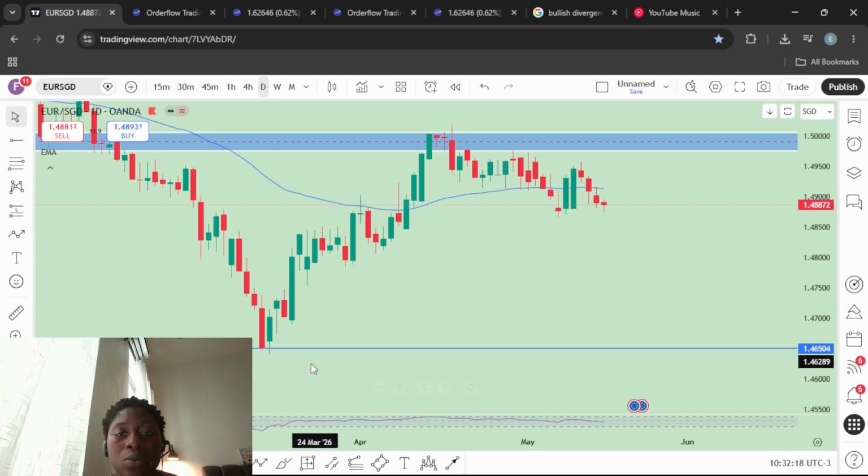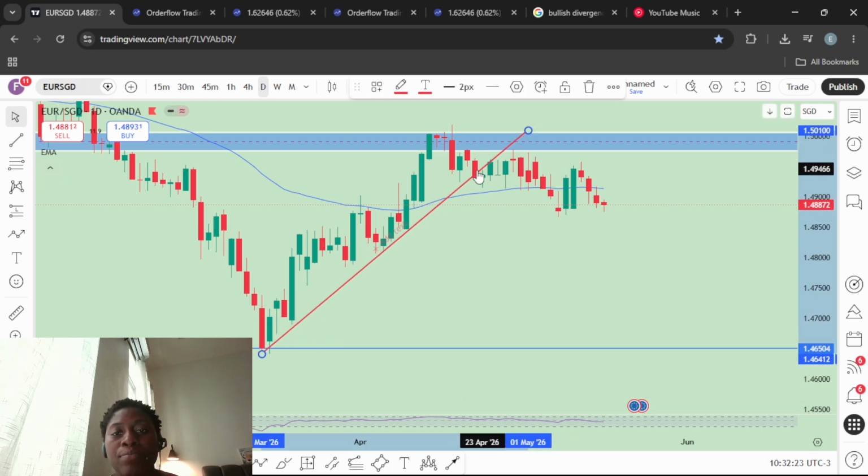So, this is what we have: this was a clear uptrend and it broke through it. This shows me that price is ready to move. This is the kind of setup I love. I love it.